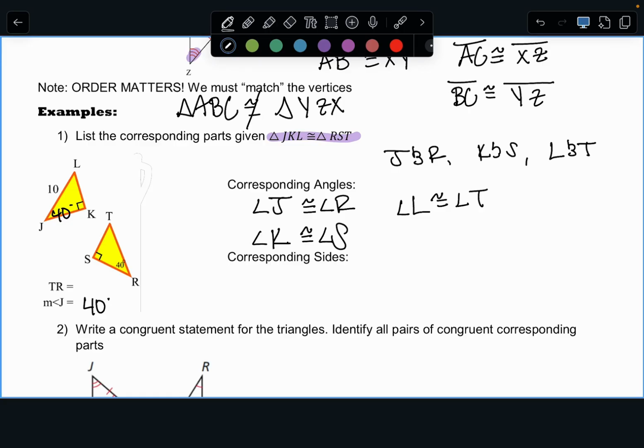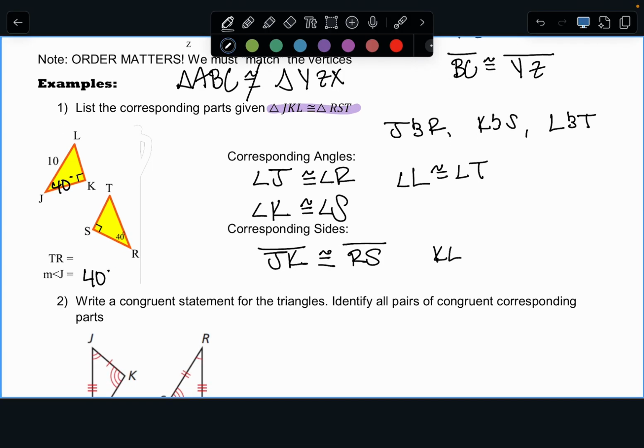Let's do sides now. If I look at JK, what side is JK congruent to? It's JK. Oh shoot. TR. What goes with J? I don't know. What goes with J? R, and S goes with K. So RS. All you're doing is looking at where J and K are and finding the two other letters that are in the same spot. Yeah. Okay.